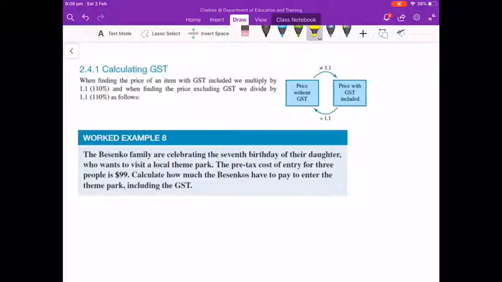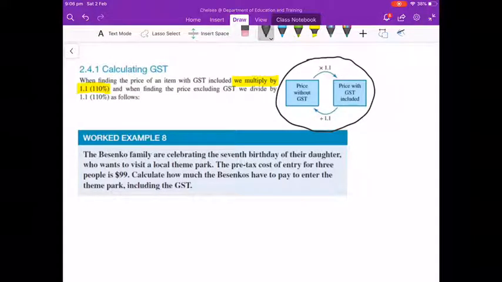If you look at the information below, it says, when finding the price of an item with GST included, we multiply by 1.1, which is 110%. And I'm going to explain why we do that in a minute. We also have this graphic organizer here, which is fantastic to identify if you need to multiply by 1.1 or divide by 1.1. And it all depends on if the GST is included or not.